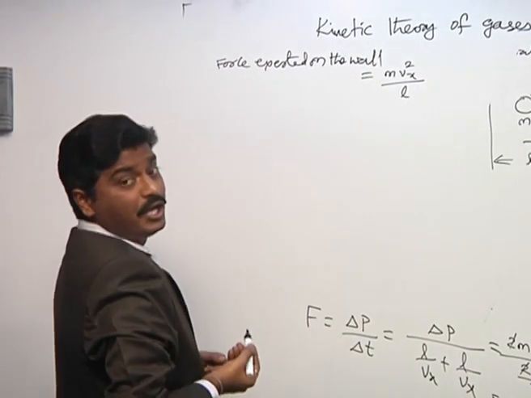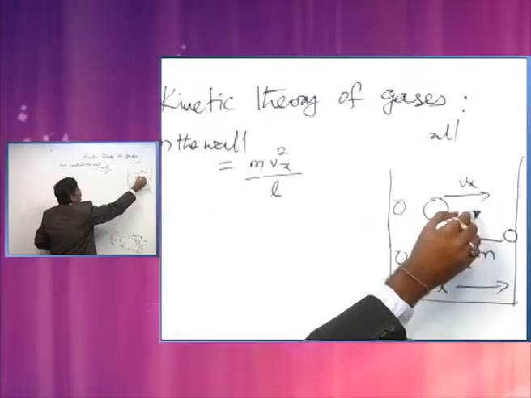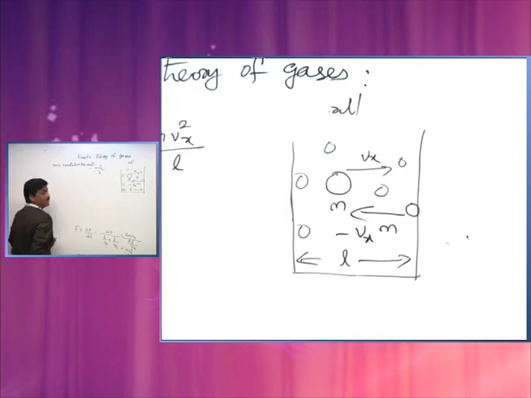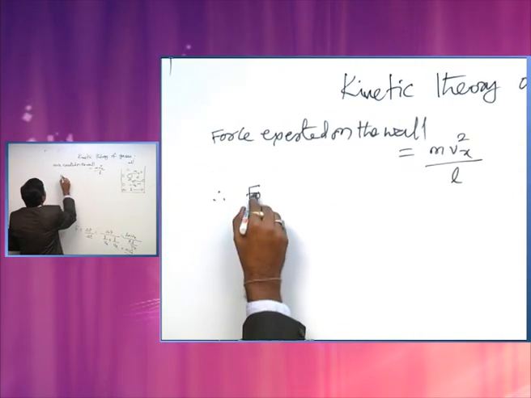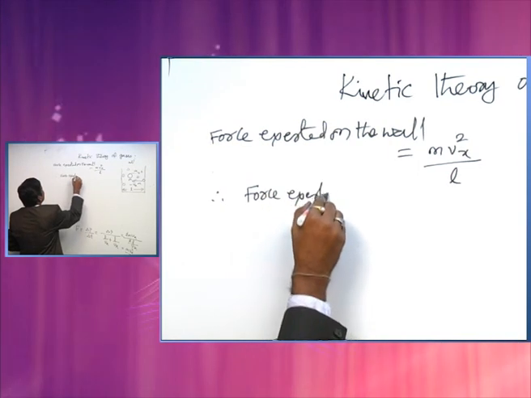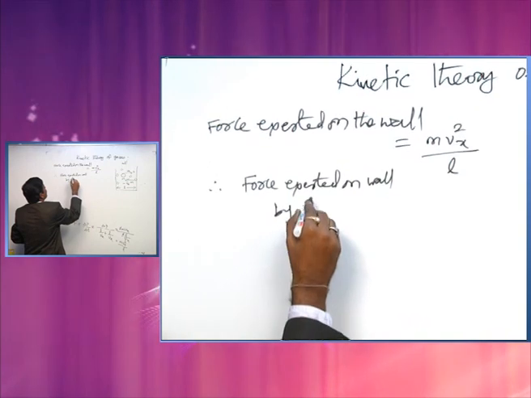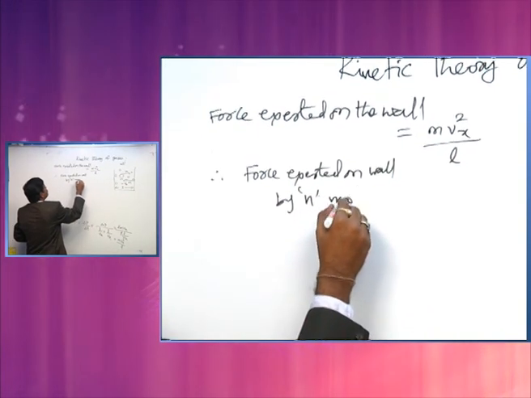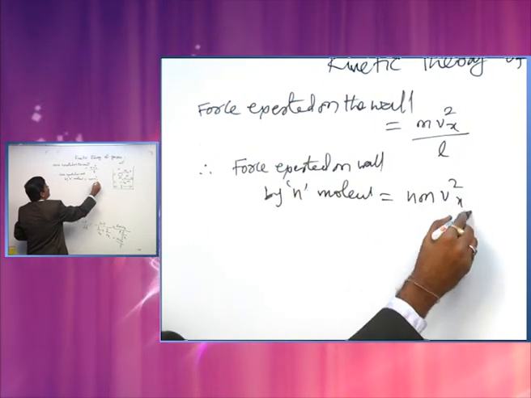See here, let n number of molecules be present. We cannot show only one molecule; there are so many molecules. Here our assumption is that n number of molecules are present. Therefore, the force exerted by all n molecules can be n m v square by L.